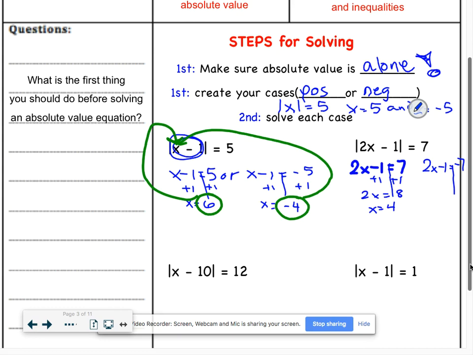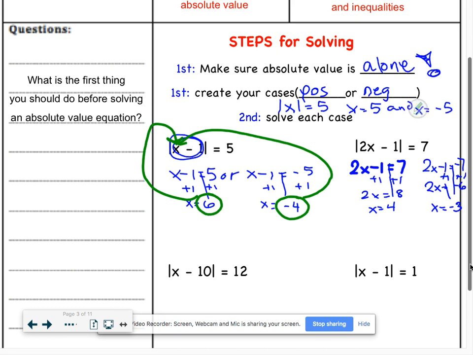Notice that now I'm getting really fast with that last step of dividing. Add 1 to both sides. Be careful for your integers. 2x is -6. Now divide. X is -3. So those are my 2 answers. X is 4 or x is -3.